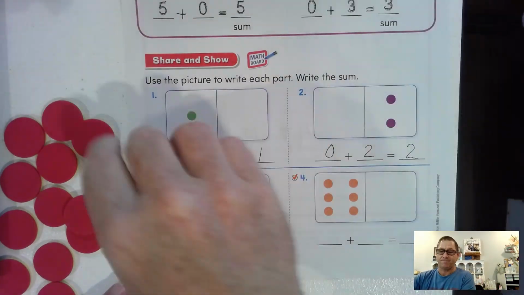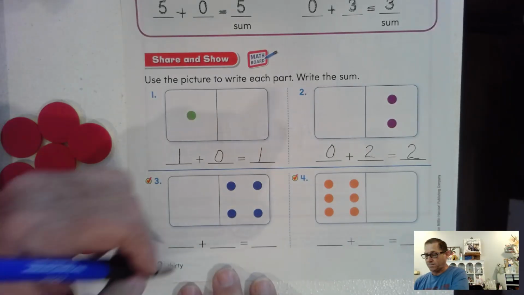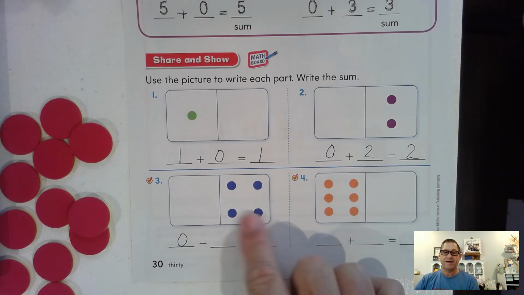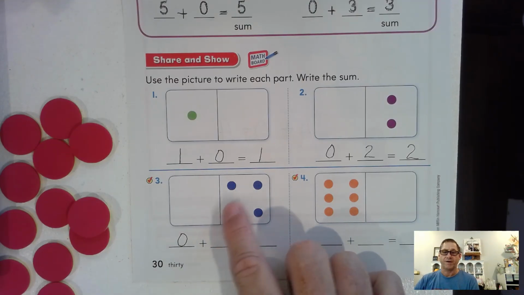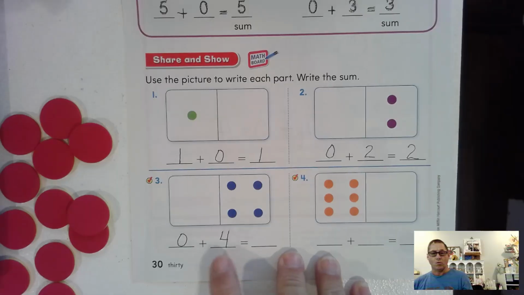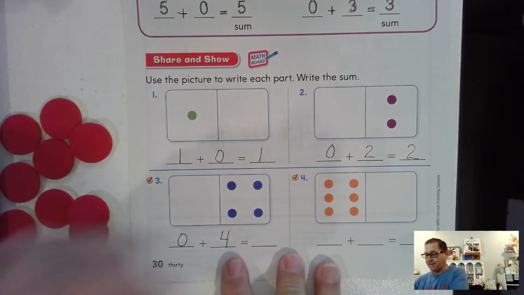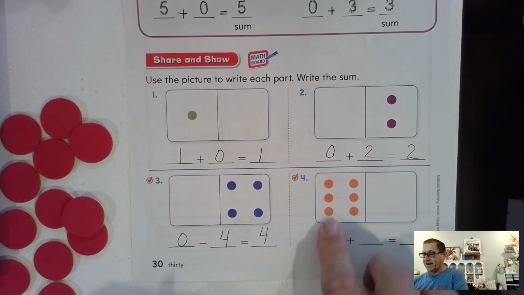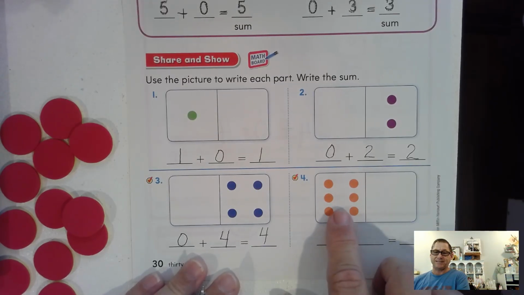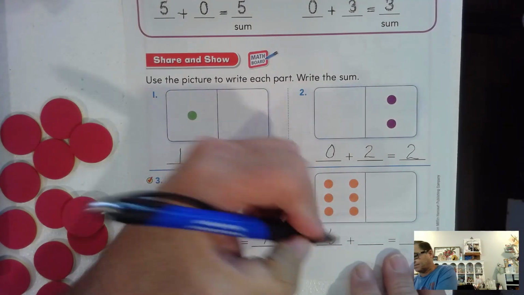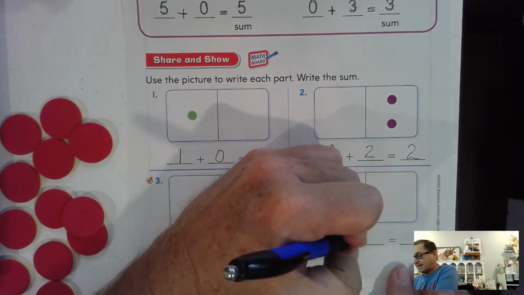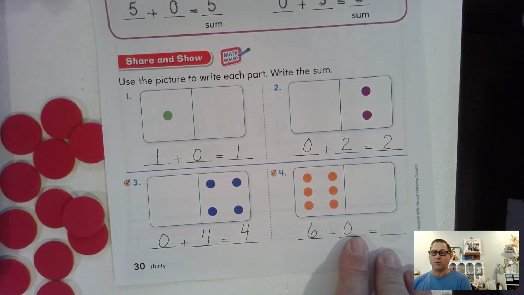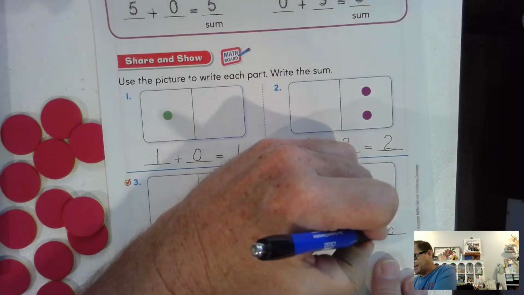Number 3. Again, we have 0. In this part, we have 2 and 2, which is 4. 1, 2, 3, 4. And 0 plus 4 is that number. This one we have 3 and 3, which is 6. 2, 4, 6. And we have nothing in the second part. And so the sum of 6 and 0 is that number, 6.